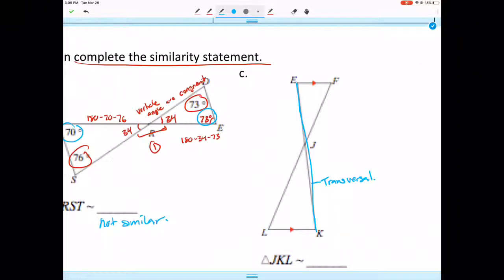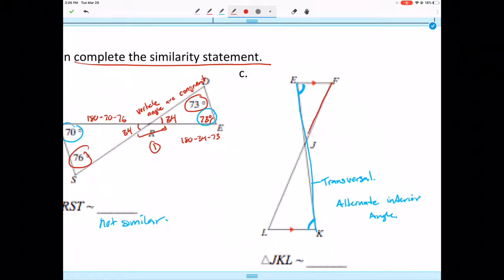Okay, they transverse the two parallel lines. And the relationship between two parallel lines and a transversal is that we have alternate interior angles. All right, so basically saying that those two angles are congruent. So alternate interior angles, that's something you'll want to remember.